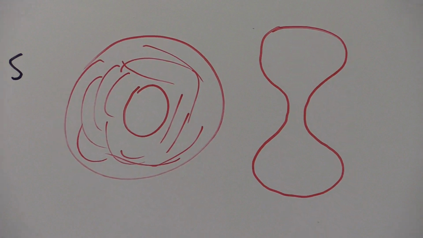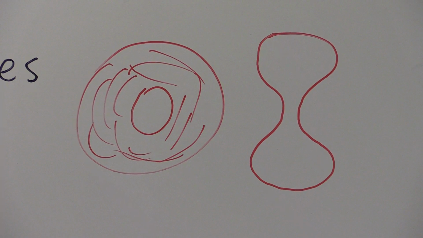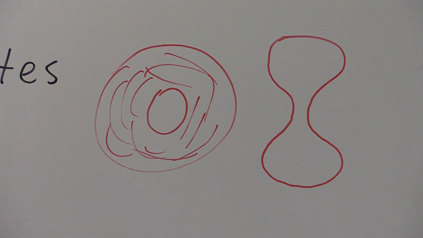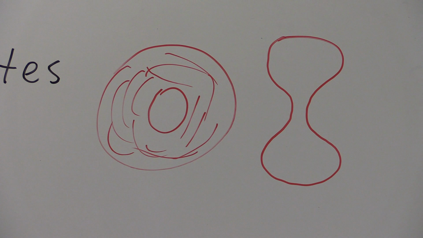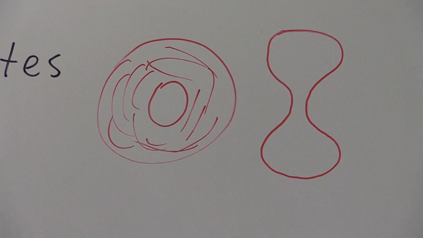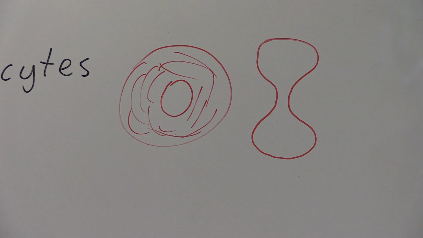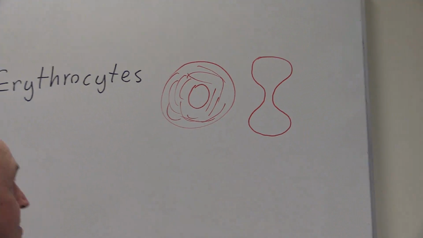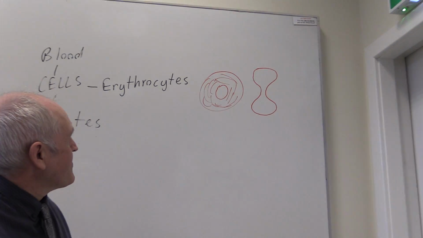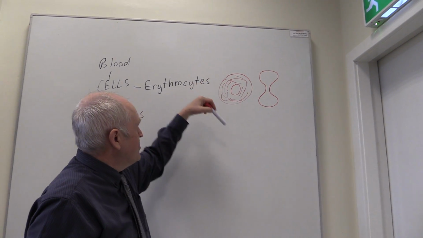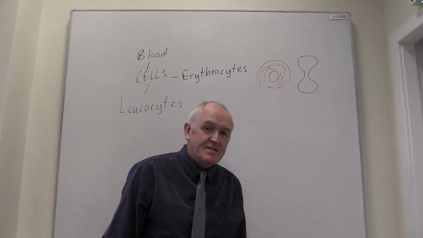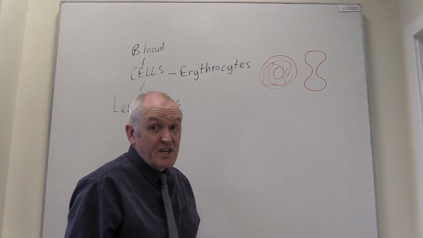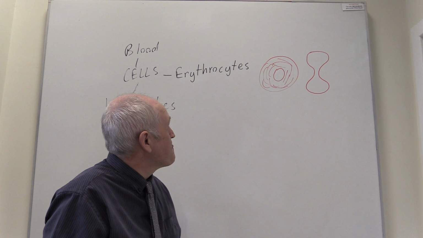And the red cells are very flexible cells. They can squeeze down to get through very small capillaries. So for example, in the brain and in the kidneys, there are very small capillaries, and they can actually squeeze down to get through. After 120 days or so lifespan, they're broken down by macrophages, largely in the liver and spleen.